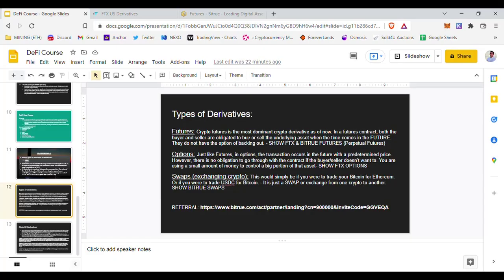So here are the different types of derivatives. Firstly, you have futures. Crypto futures is the most dominant crypto derivative as of now. In a futures contract, both the buyer and seller are obligated to buy or sell the underlying asset when the time comes in the future, and they do not have the option of backing out. Okay, so let's take a look firstly at an example on FTX, and then I'll show you something on Bitrue as well.